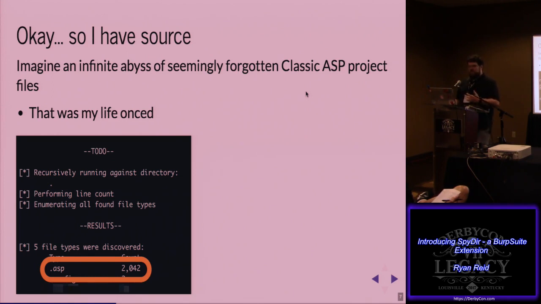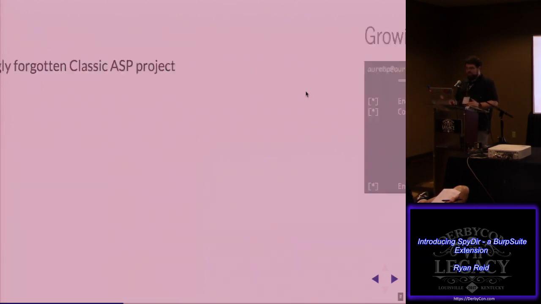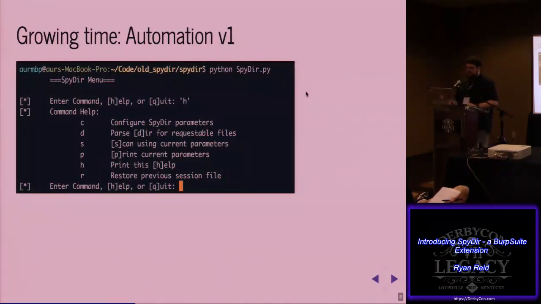So how do I find what I'm missing? The first idea was to automate using a command line Python script. It was super simple. It just basically took in a URL and a session identifier. It allowed me to pass all those requests through Burp, and it would just parse a directory for a .asp file. If it saw one, it would act as if it was a valid endpoint and request it.